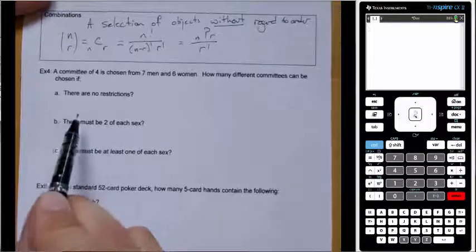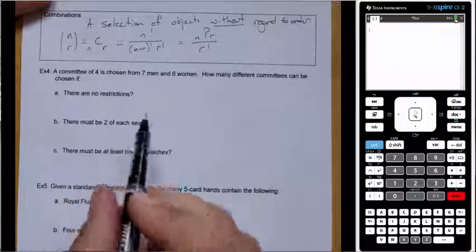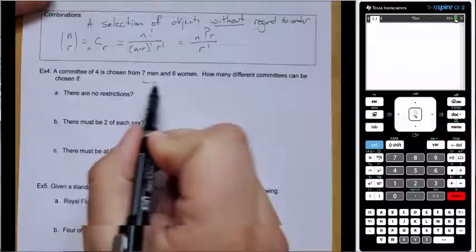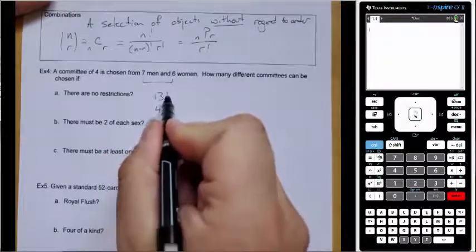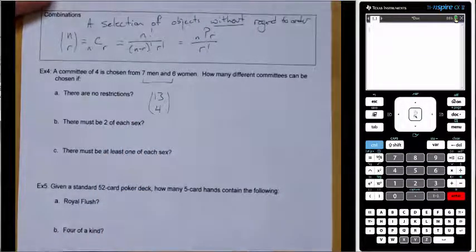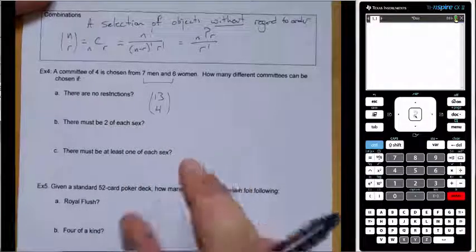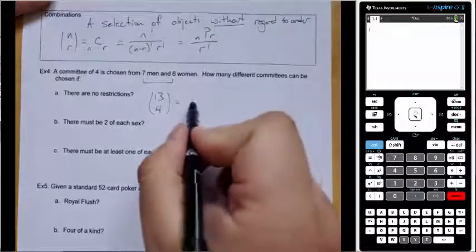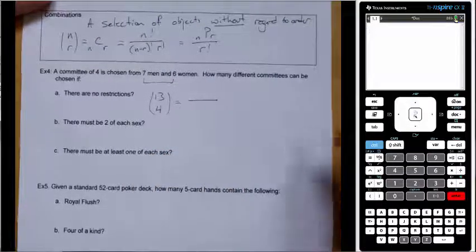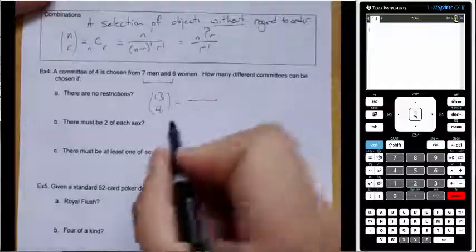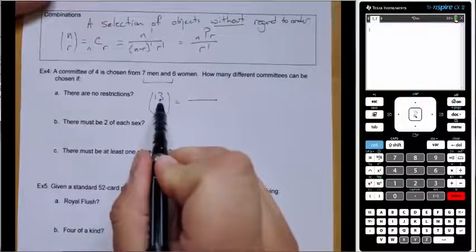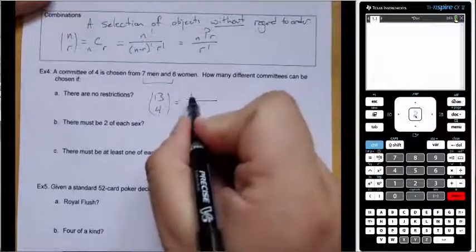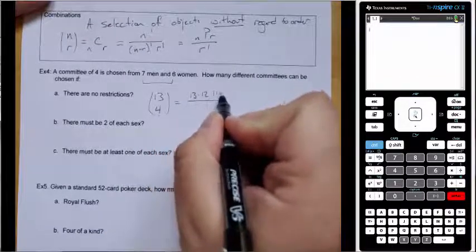So let's see. If there are no restrictions, how many people do we have to select from? We have 7 plus 6, so there are 13 people to select from, and we want to put them in groups of size 4, which would be 13 choose 4. You can work this out. The shortcut to remember is we start at 13 and go down this many digits. So 13 times 12 times 11 times 10.